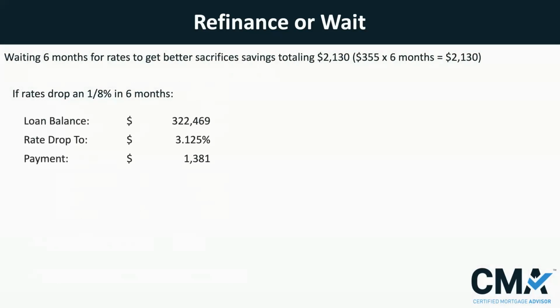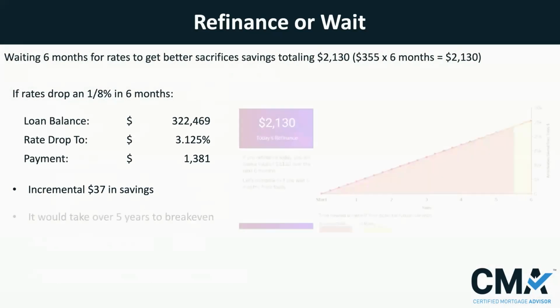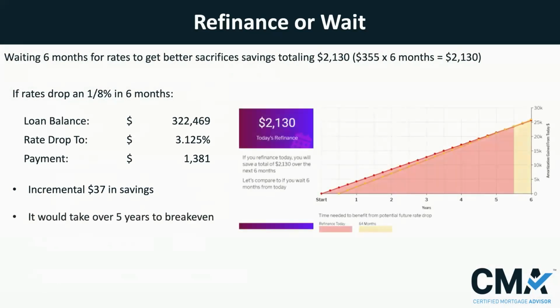A drop of 1/8% would mean that you get a lower payment. You get an incremental savings of an additional $37, but now you have to make up the time. It's going to take you 5 years to break even. And it's risky. What if you're wrong? Is it worth it to wait 5 years?